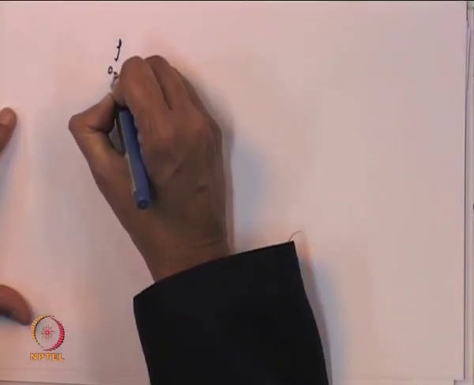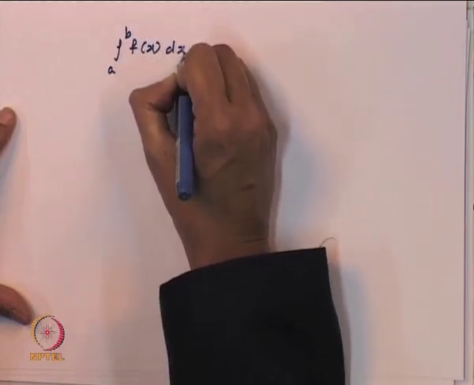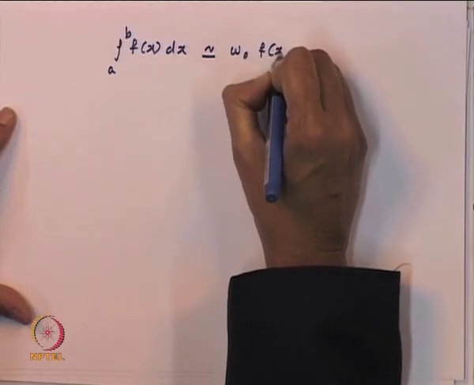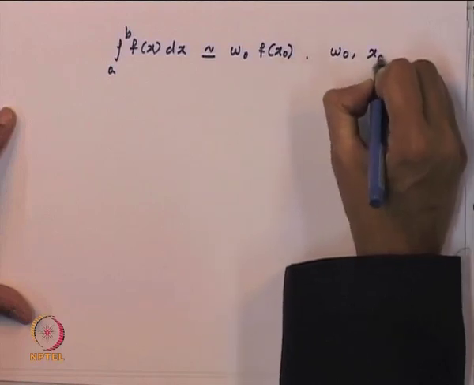So, let us look at some special cases. Suppose we are taking n equal to 0, that means we have got x0 as one point and w0 as the weight. We want integral a to b f(x) dx equal to w0 f(x0) if f is a polynomial of degree 1, which will mean that once we take function f(x) equal to 1, then take f(x) equal to x, you will get two equations, and from that we will try to determine w0 and x0. So, let us do that. So, we have integral a to b f(x) dx approximately equal to w0 f(x0). w0, x0, these are unknowns.